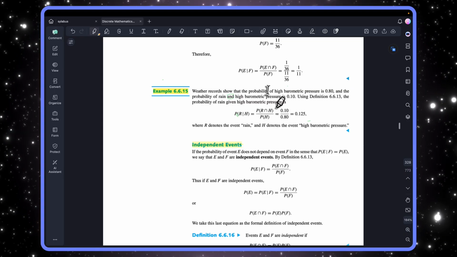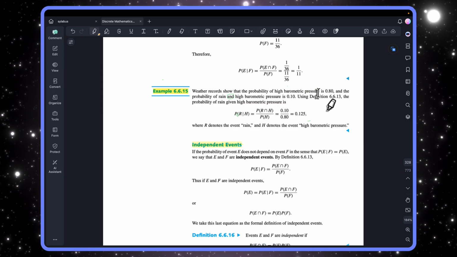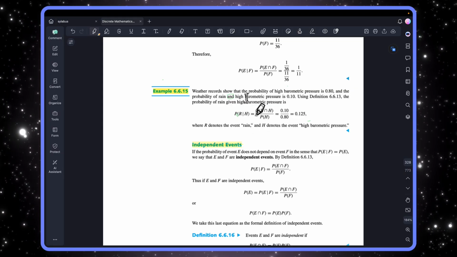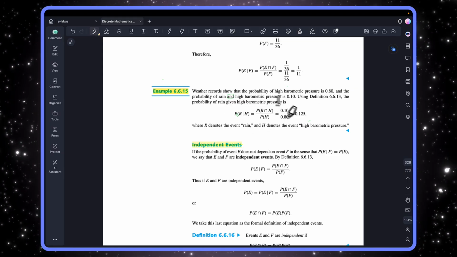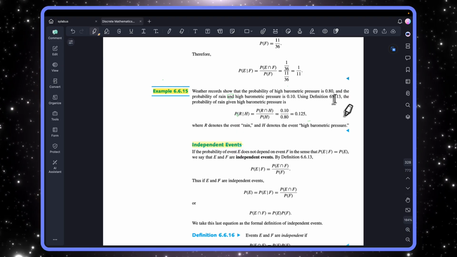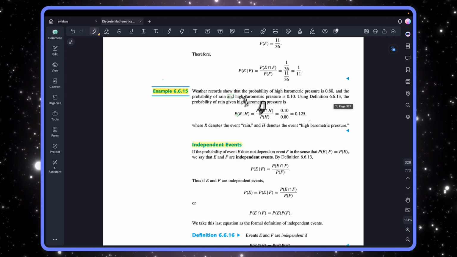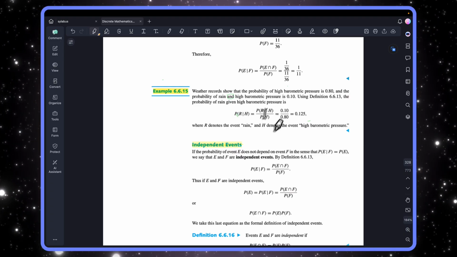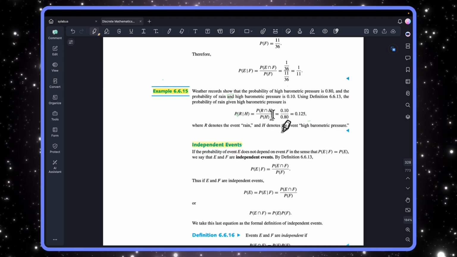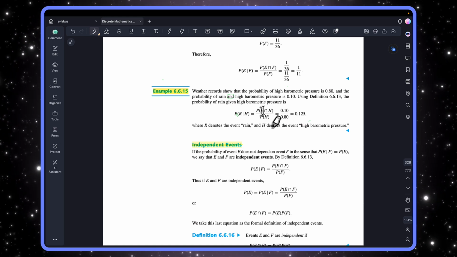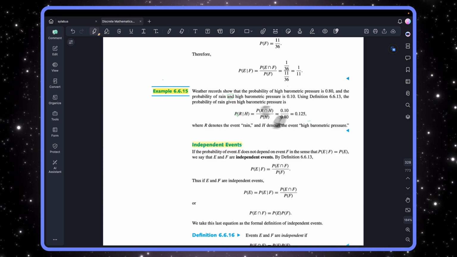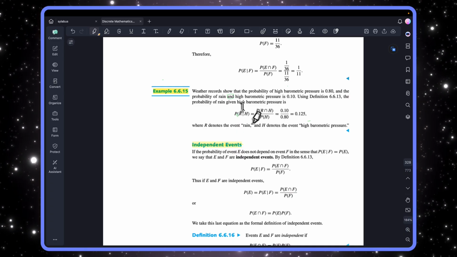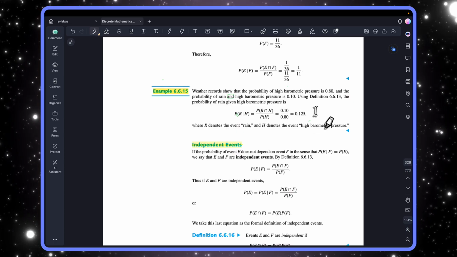Weather records show that the probability of high barometer pressure is 0.8, and the probability of rain and high barometric pressure is 0.1. Use the definition of conditional probability. The probability of rain given high barometer pressure is, well, you can use this formula this way. We take the probability of rain and high barometric pressure divided by the probability of high barometric pressure, and you get 0.125.